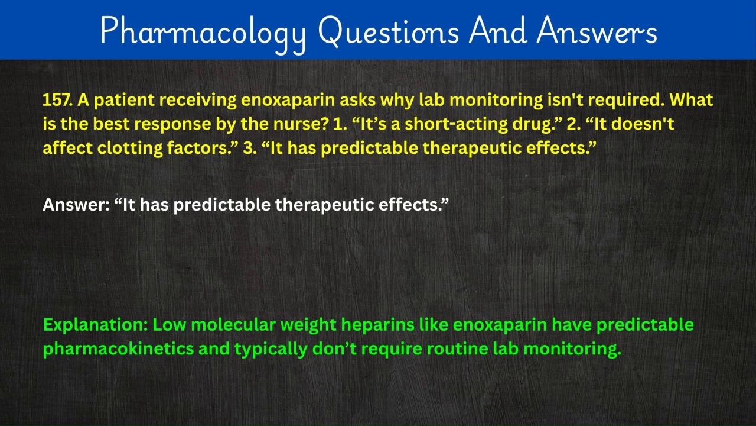157. A patient receiving enoxaparin asks why lab monitoring isn't required. What is the best response by the nurse? 1. It's a short-acting drug. 2. It doesn't affect clotting factors. 3. It has predictable therapeutic effects. Answer: it has predictable therapeutic effects. Explanation: low molecular weight heparins like enoxaparin have predictable pharmacokinetics and typically don't require routine lab monitoring.